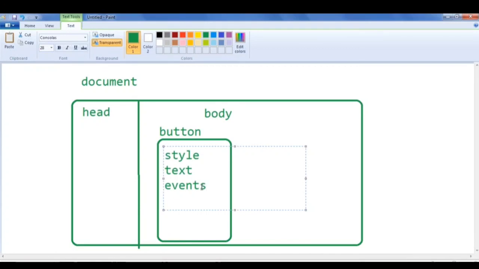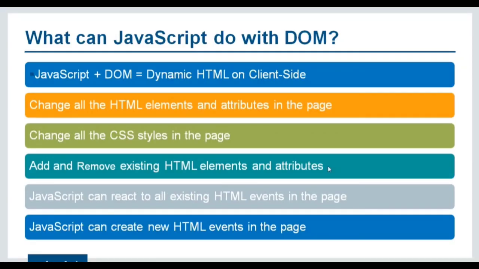And all these events are registered. Now we have to smartly make use of all these events. That is our task. So let us understand the browser, or rather the DOM object, very neatly. Whenever we make use of the document object model plus JavaScript, we will be able to create something called dynamic HTML on the client side. We can change all the HTML elements and attributes in the page whenever we want.